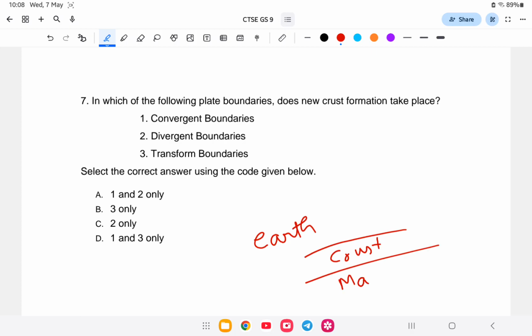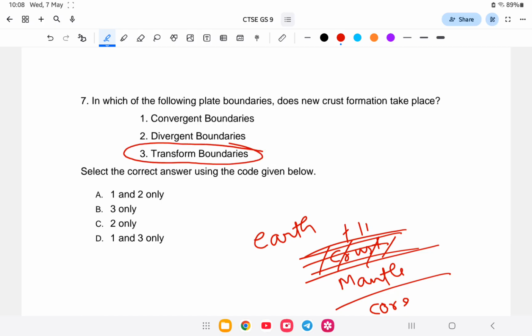Next the mantle, next the core. So the crust is the first layer. So what causes its formation? So what is the answer? The answer is this only, transform boundaries.